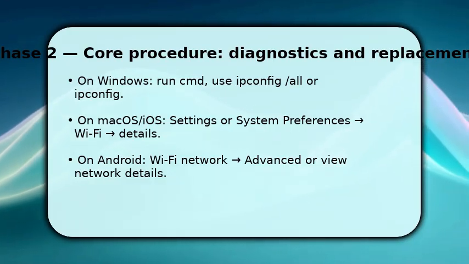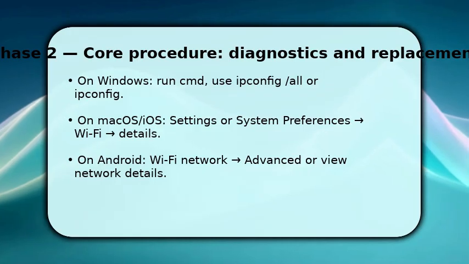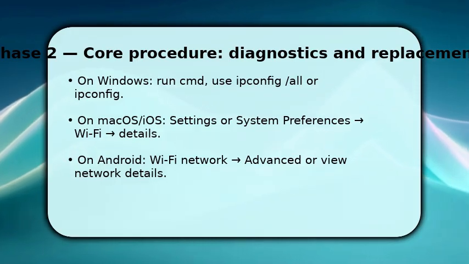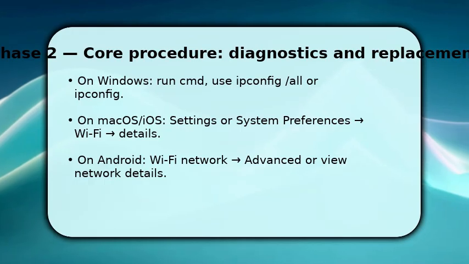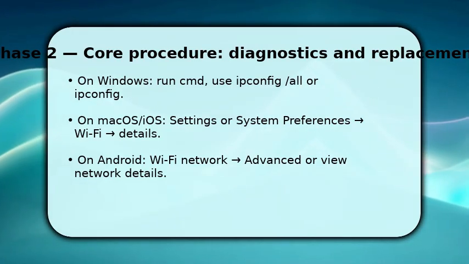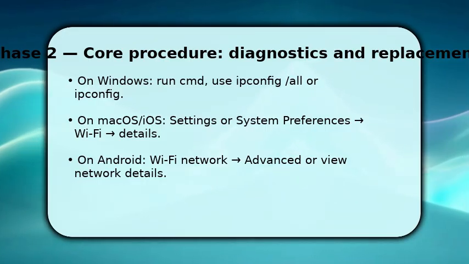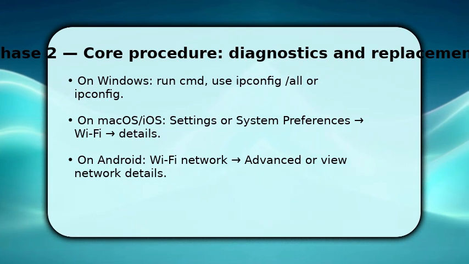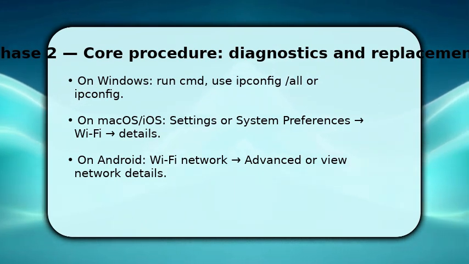On a Mac or iPhone, open Wi-Fi settings and tap the connected network for IP and router fields. On Android, open Wi-Fi, choose Advanced or Network Details to see IP and gateway. Once you have the gateway, you found the hotspot's management IP and can use it for admin access or diagnostics.